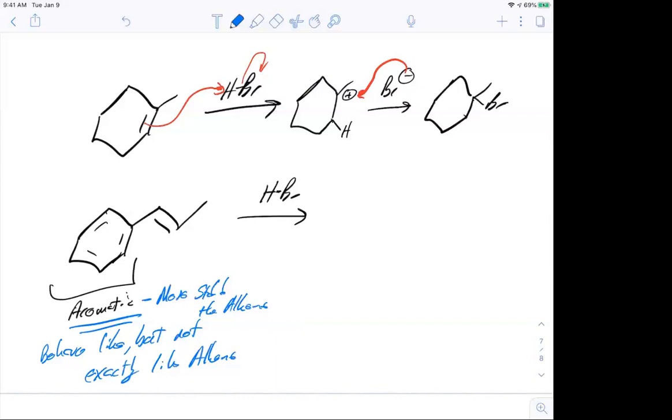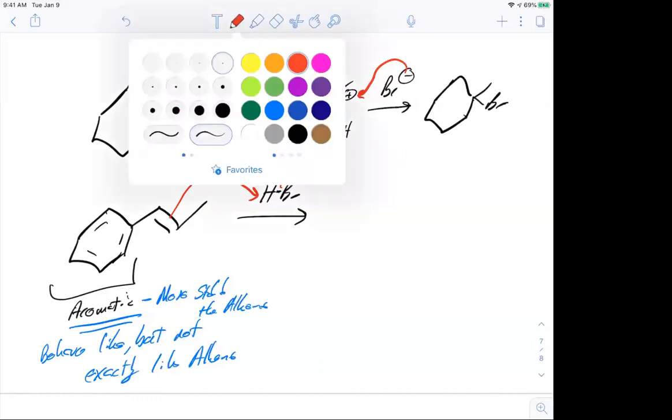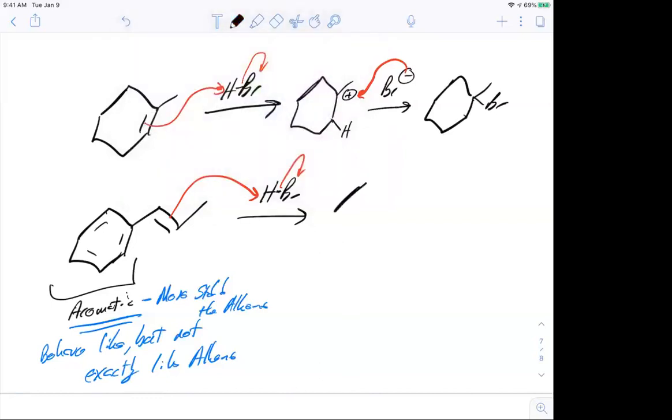Okay. So again, I like to work through the mechanisms. So nucleophile attacks electrophile, leaving group leaves. That gives me 2 possible carbocations. I'm going to draw both of them this time. And drawing both of them, all it does is take a little space.